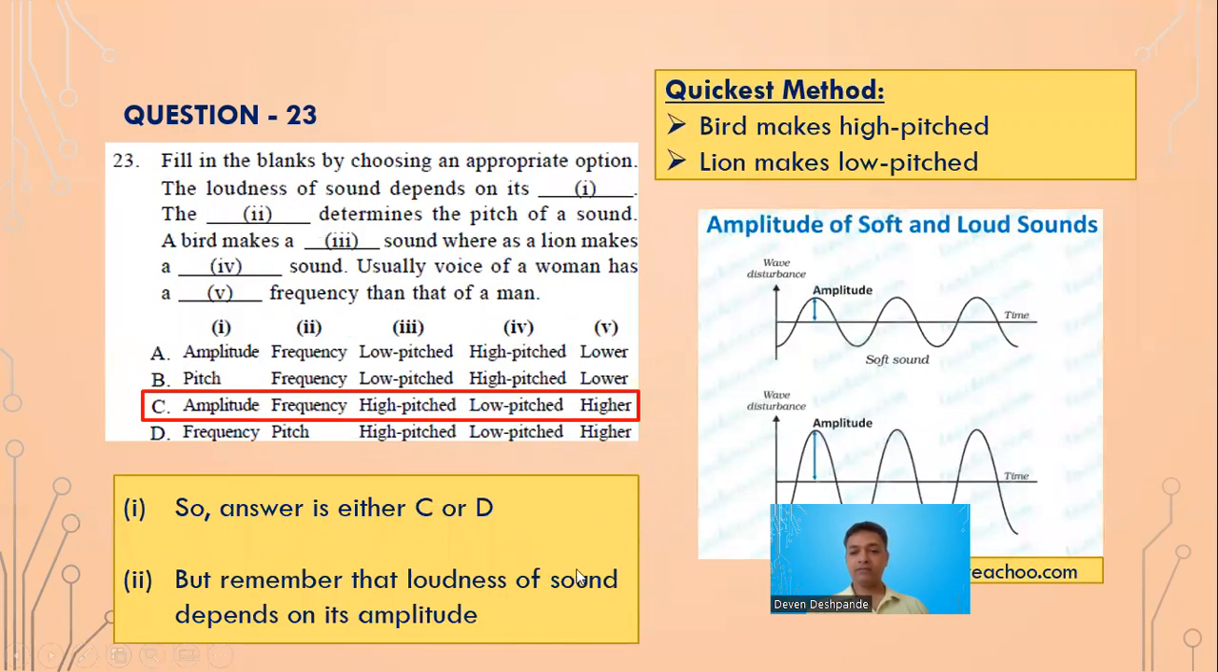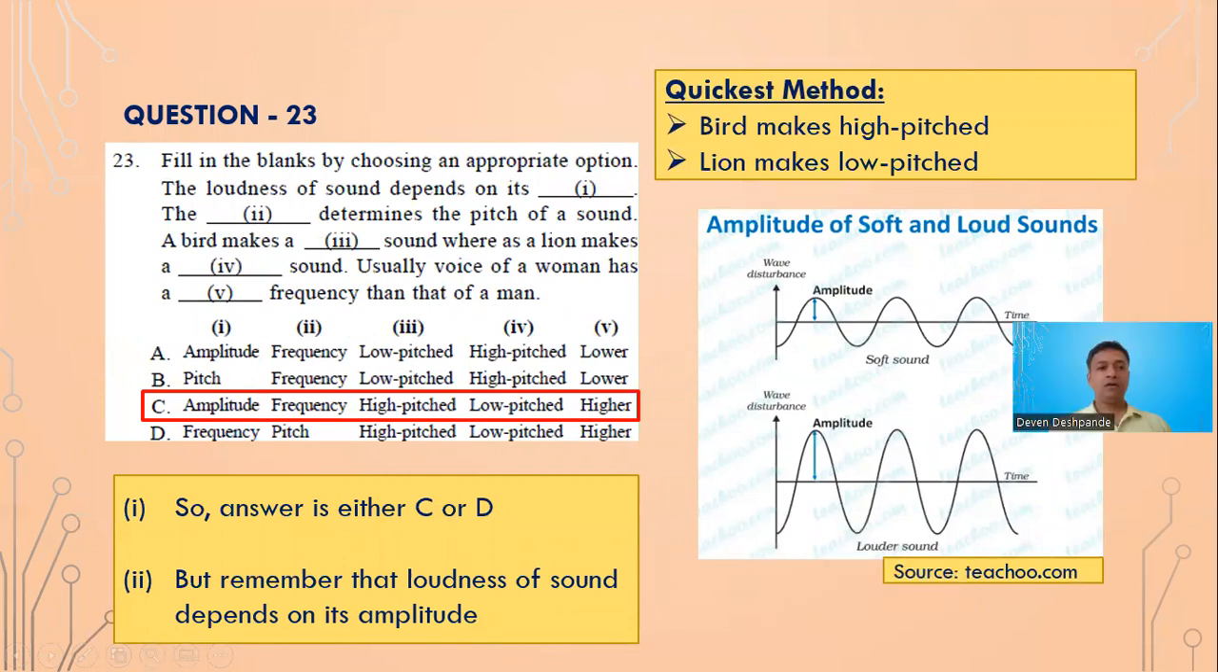Okay, next one. Fill in the blanks by choosing an appropriate option. The loudness of sound depends on its dash. The dash determines the pitch of the sound. A bird makes dash sound, whereas a lion makes dash sound.